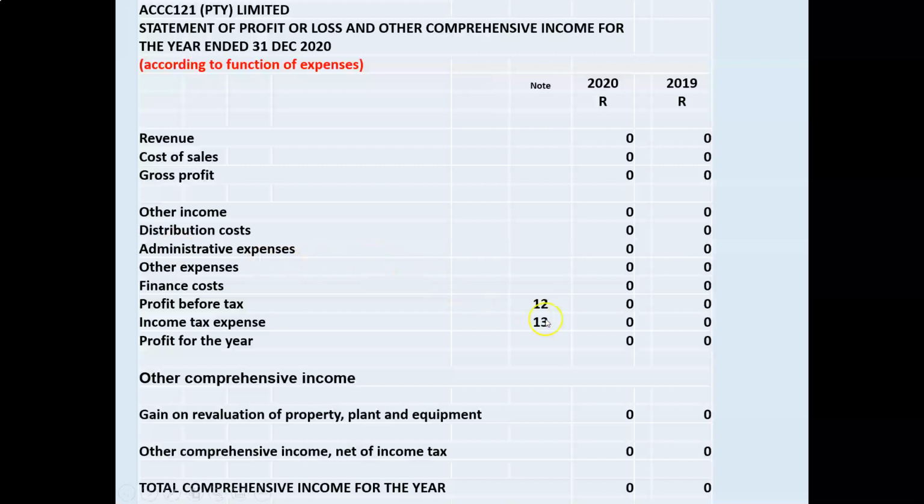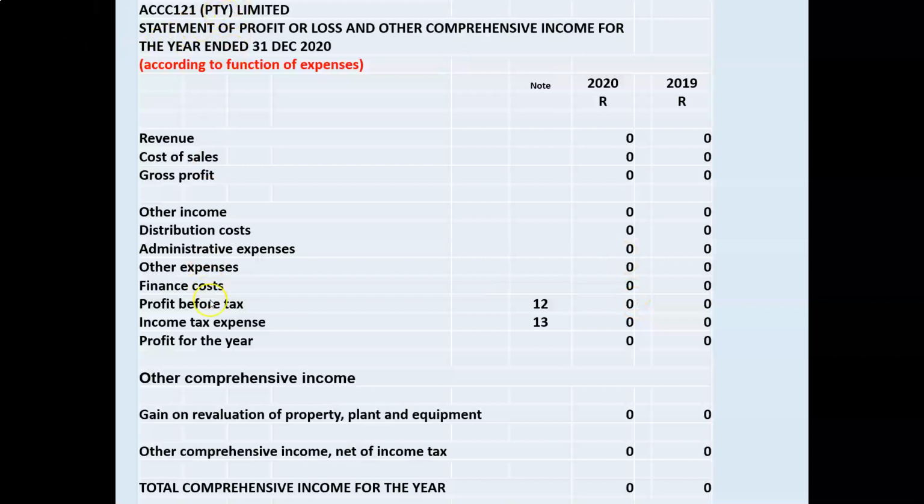Then I will get profit before tax, and you will see that there's a reference to a note number here. Remember when we did change of estimates, we already have done a portion of that note. We said in that note, included in profit before tax are the following items, and then we say depreciation or whatever, original estimate, change of estimate. That was part of the profit before tax note. We're just going to complete the rest of the note as well. Then we get profit before tax. So my gross profit plus other income less my expenses will give me profit before tax.